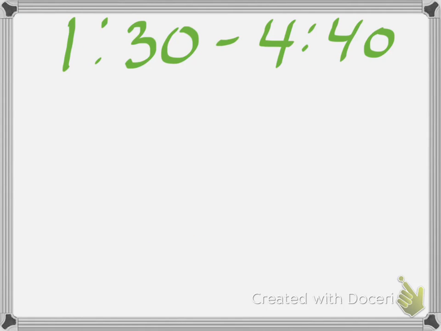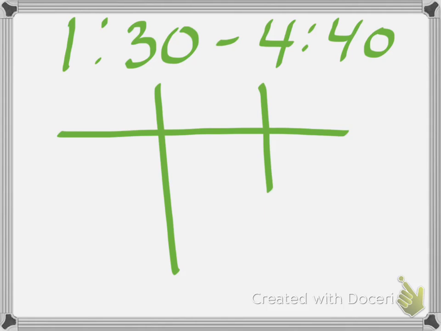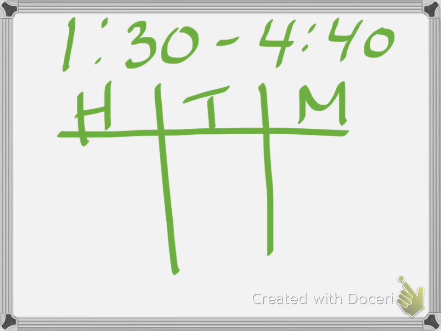Okay, I'd like you to go ahead and try this one on your own. Figure out the elapsed time from 1:30 to 4:40. So you need to go ahead and create your graphic organizer with T in the middle, H on the left, M on the right for minutes. Go ahead and pause me and figure this out.